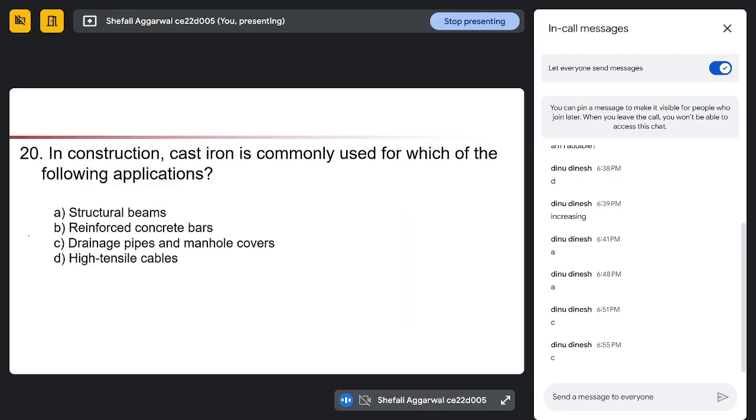So the next question is: in construction, cast iron is commonly used for which of the following applications? For structural beams, for concrete bars, for drainage pipes or manhole covers, or for high tensile cables? Any idea?